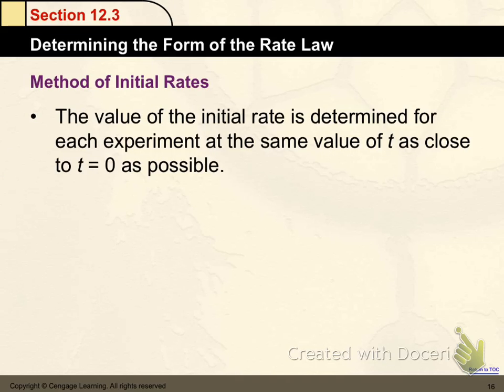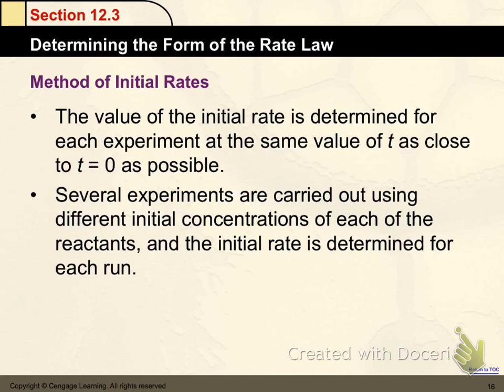I'm going to go through a couple bullet points here. We have a lot of text. If you need to pause and write, do so. I'm going to talk quickly. The value of the initial rate is determined for each experiment at the same value of t as close to t equals 0 as possible. So what is the rate of the reaction at the initiation of the reaction?